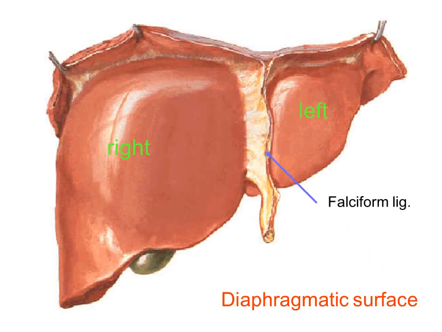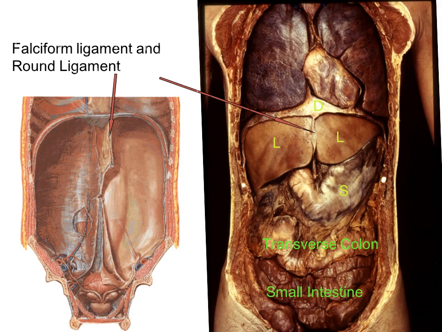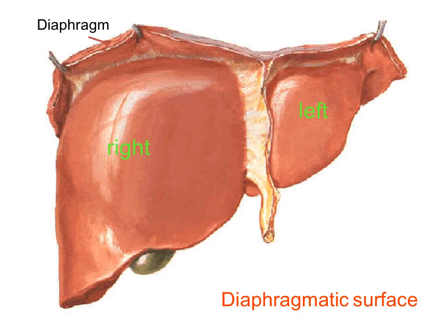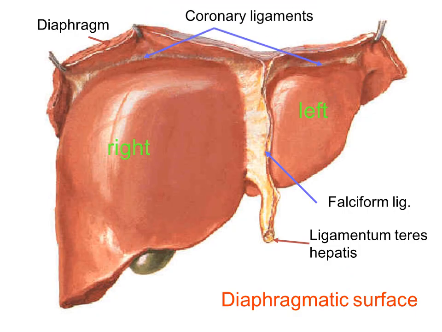Here, this is the falciform ligament containing the ligamentum teres, which is the embryonic remnant of the left umbilical vein. From this picture we can see the falciform ligament and again the ligamentum teres. We can see the falciform ligament divided, the peritoneal part dividing into the right and left coronary ligaments. You can see here the right and left lobes of the liver, and here is the gallbladder. This part is called the fundus of the gallbladder.